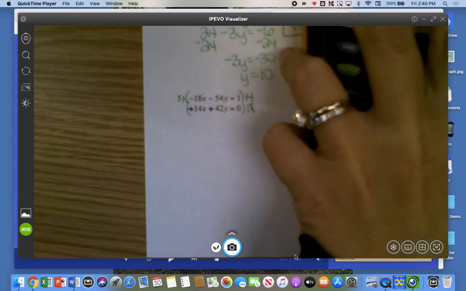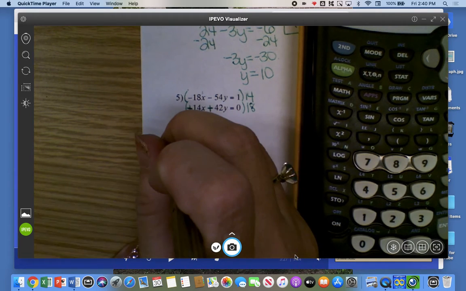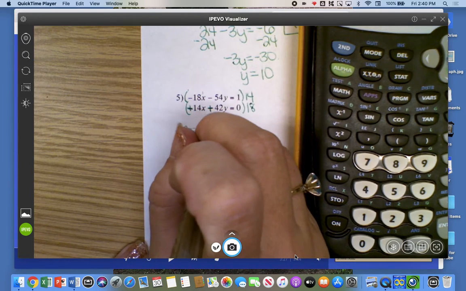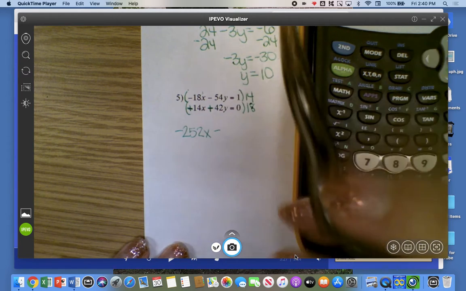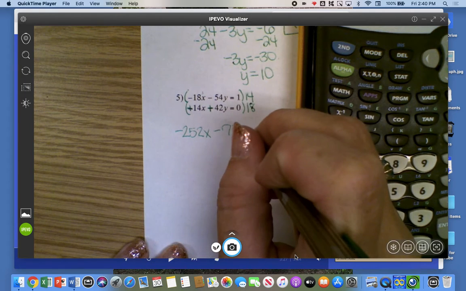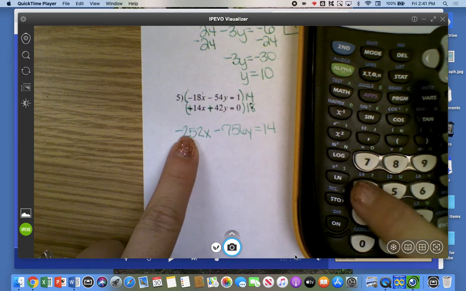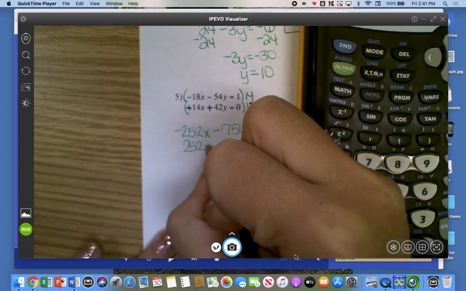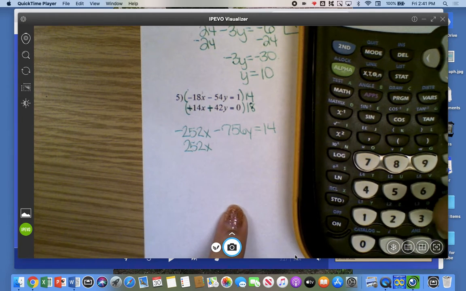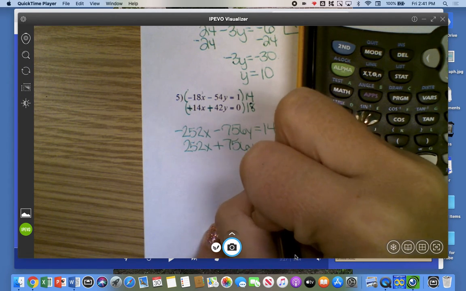So here we have negative 18 times 14 gives me negative 252x. It's a big number. Minus 54 times 14, 756y equals 14. And then on the bottom, we know 14 times 18 is 252 again. Now 42 times 18 is 756y. 18 times 0 is 0.